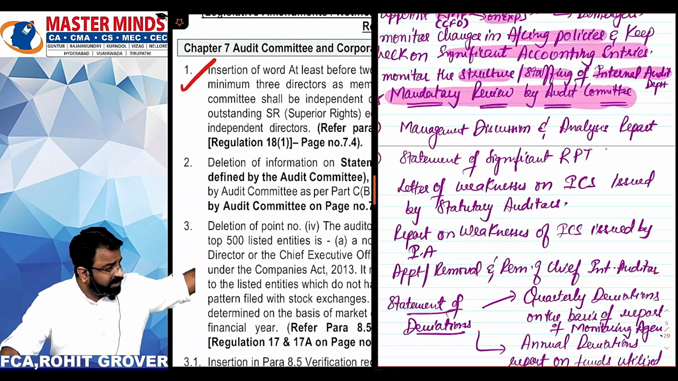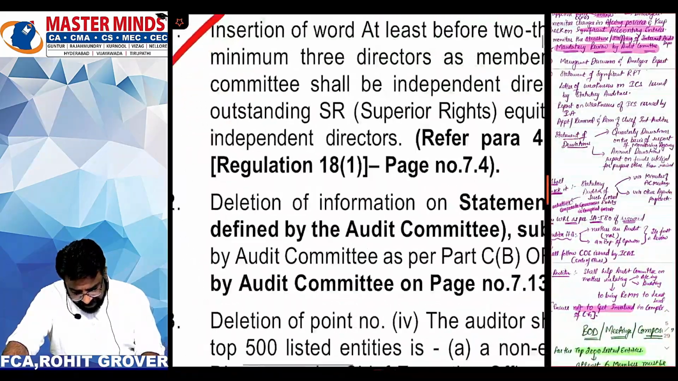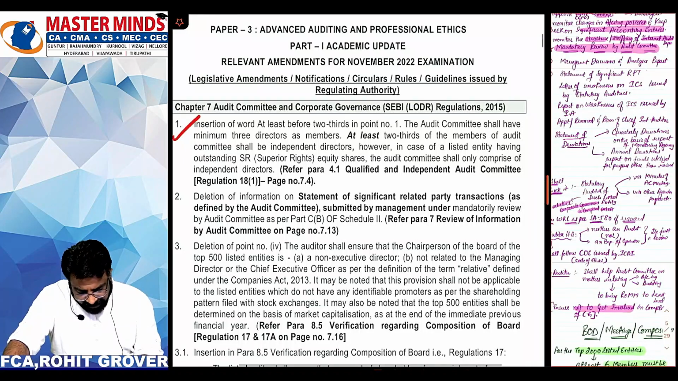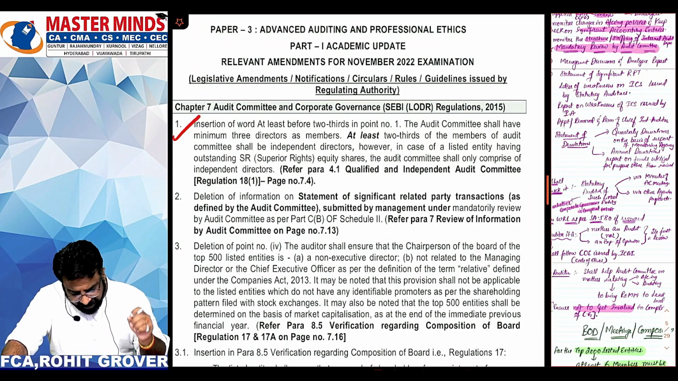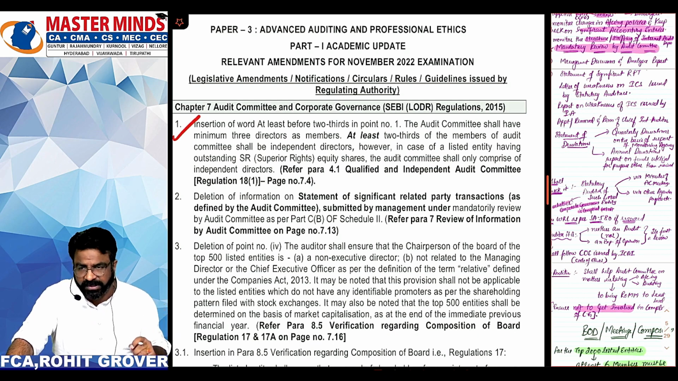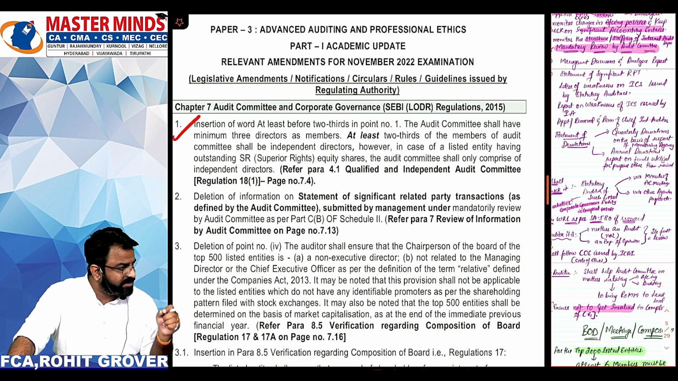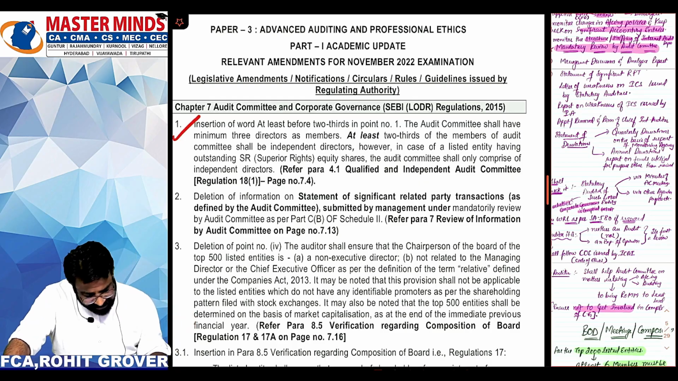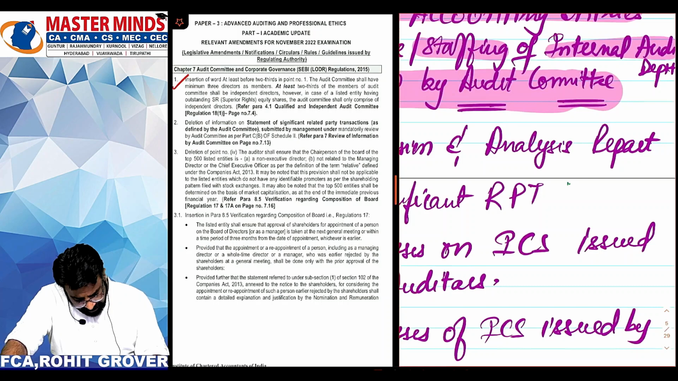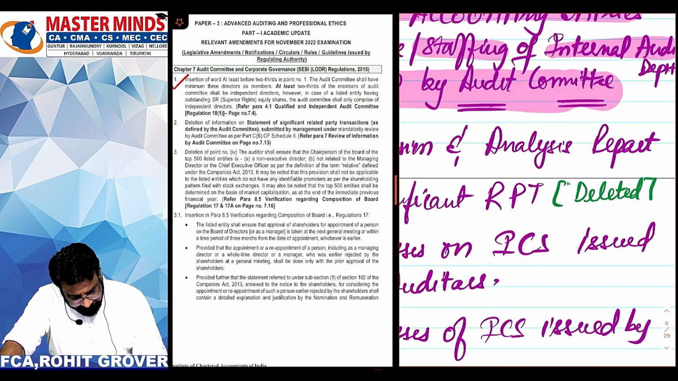Second amendment, please read from there. What they are saying: deletion of the information on statement of significant related party transaction as defined by the audit committee, submitted by the management under mandatory review by the audit committee. So in mandatory review, there was one topic where 6 points were there. The second point has been what? Deleted. So instead of 6 mandatory reviews, how many are left now, everyone? 5. So this point has been deleted. Am I correct? So this is the first amendment you have to understand.